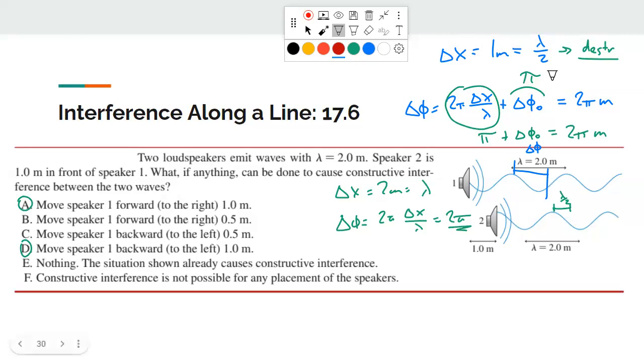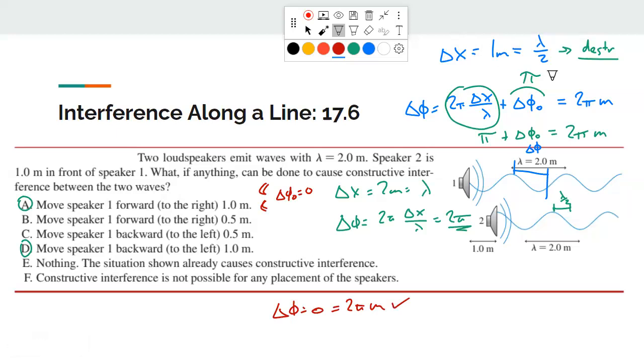So for option A, we've moved speaker 1 forward, and speaker 2 is in front of speaker 1. So by moving speaker 1 forward, this is the case where both of the speakers are at the same position. So if the delta phi naught is 0 here, which as far as they tell us it is, then in this case, we would just have delta x 0, delta phi 0. So our total phase difference is just 0, which is a multiple of 2 pi. So that would be constructive interference. For option B, we move speaker 1 to the right 0.5 meter.